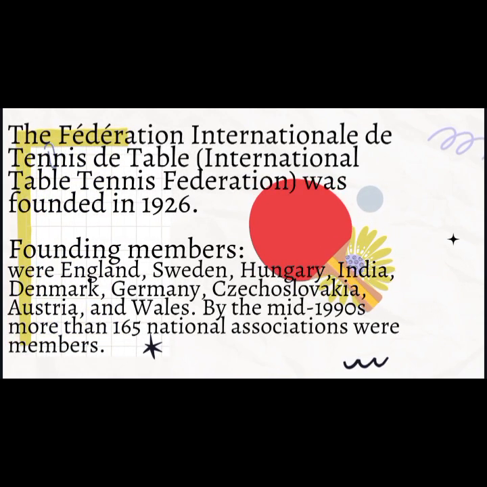The Federación Internacional de Table de Tennis, or the International Table Tennis Federation, was founded in 1926, and the founding members, o yung mga naging katuwang in making or founding this, were England, Sweden, Hungary, India, Denmark, Germany, Czechoslovakia, Austria, and Wales. And by the mid-1990s, more than 165 national associations were members.